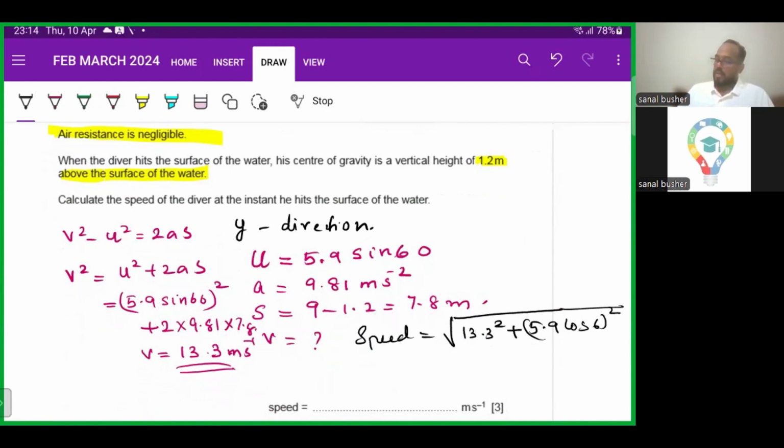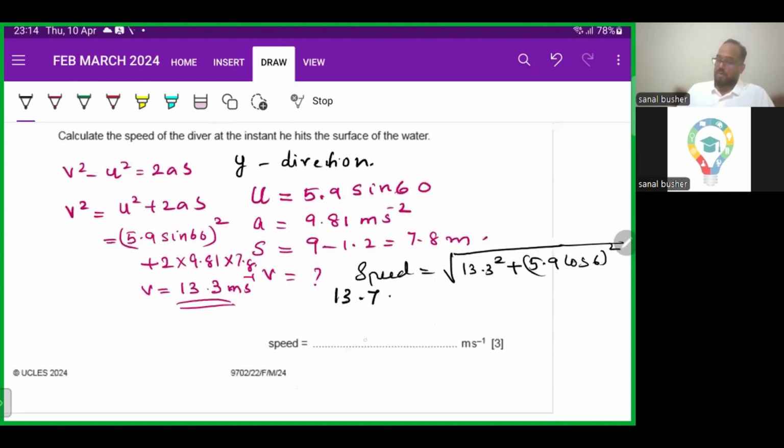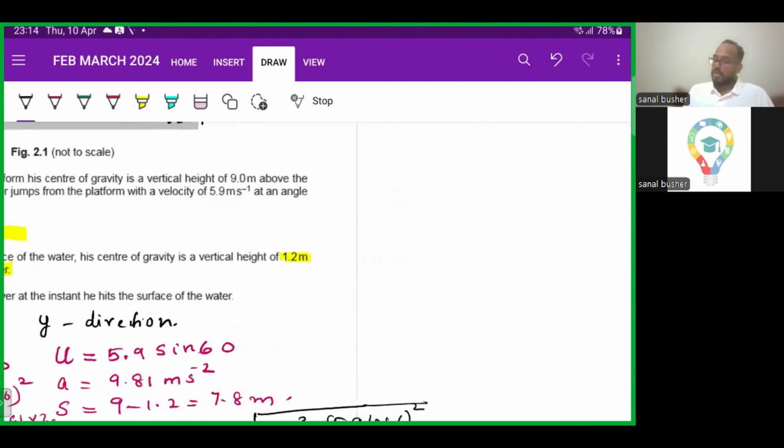So you're getting 13.7. So you need to round off to two significant figures. So it will be 14 meter per second. Understood? So one more method is there to solve this question.